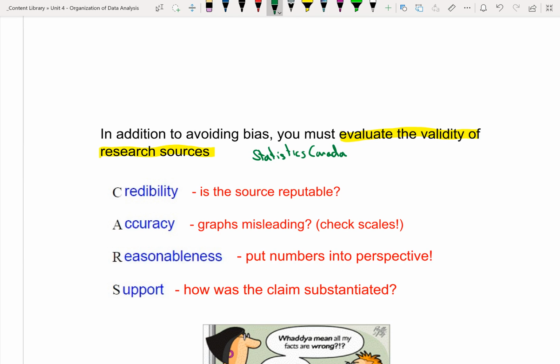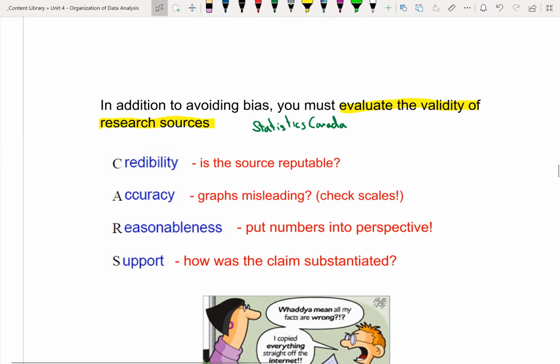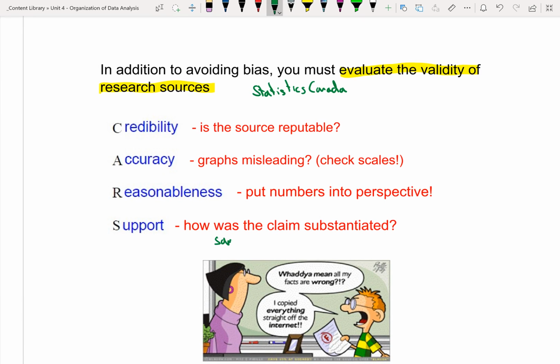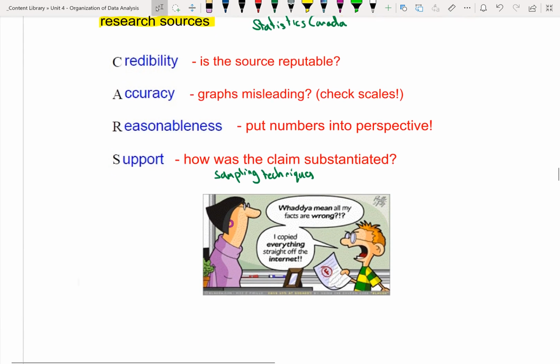Support. So how was the claim substantiated? So do they have enough support to show that their claim is correct? And another thing you can look at with this is, again, the sampling techniques. Right, again, how did they collect their data? How do they collect their research? Can their claims be substantiated? Is there any bias in how they've collected or tried to support their inference?